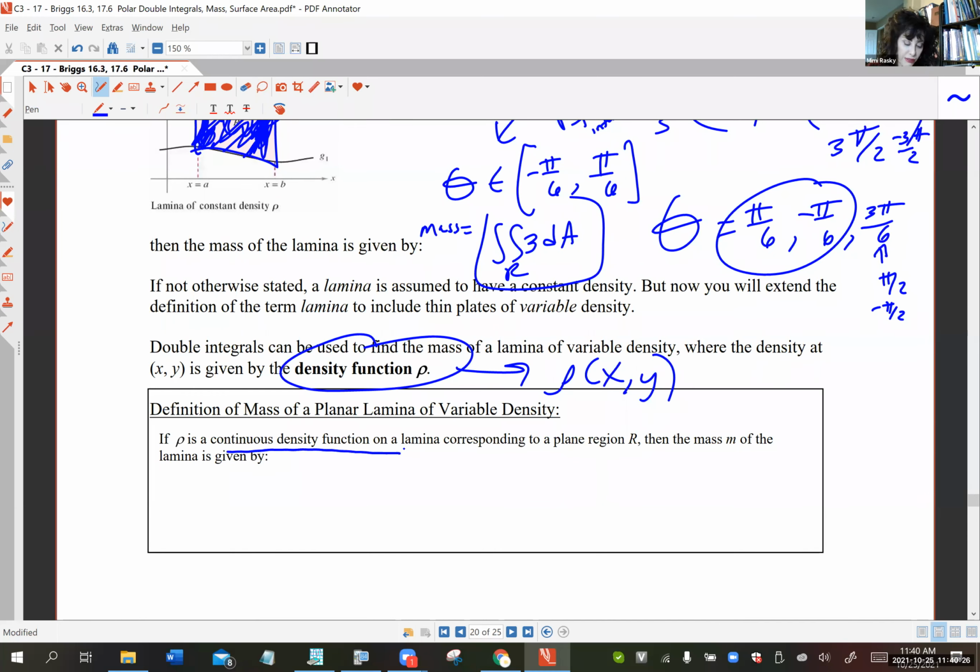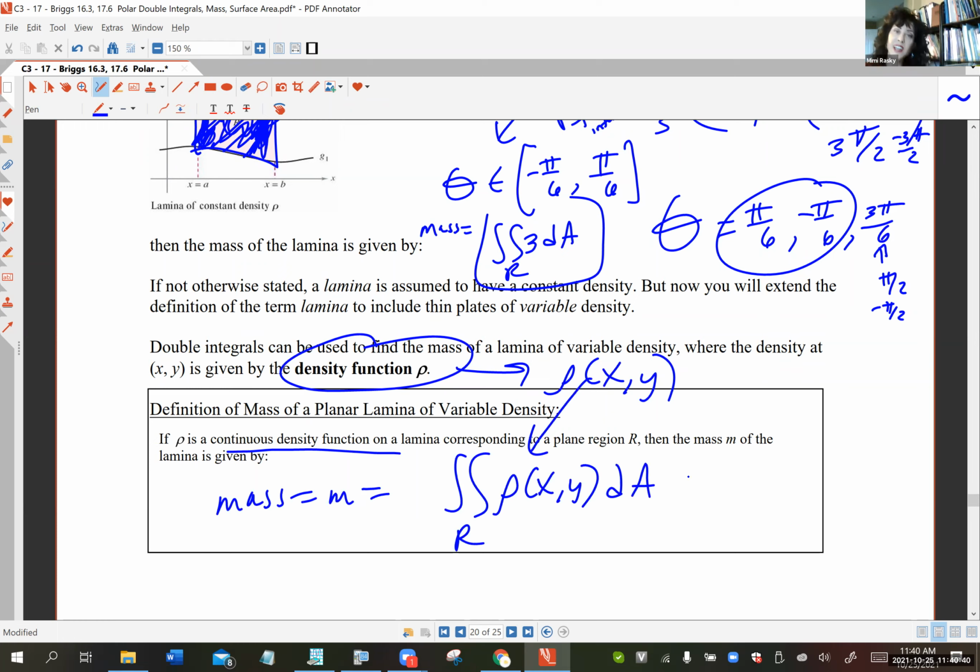So if rho is a function and it's variable, then your mass, which we'll call m, is going to be your double integral, and you're going to put your rho of x y, that's going to be a function of x and y, in your integrand. Now, folks, this kind of looks like a volume double integral.